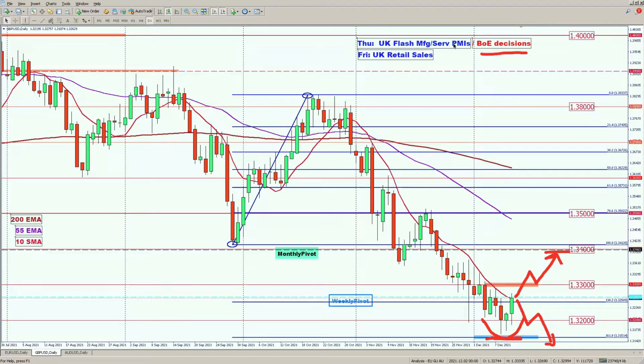All right, there is also some other news across all the economies, the flash manufacturing and services PMIs, and then on Friday there's retail sales as well for the UK.